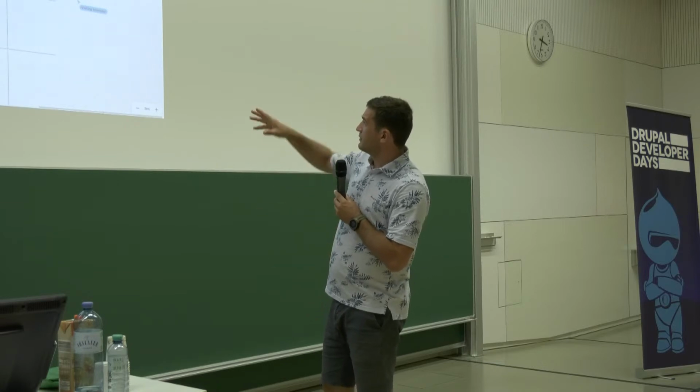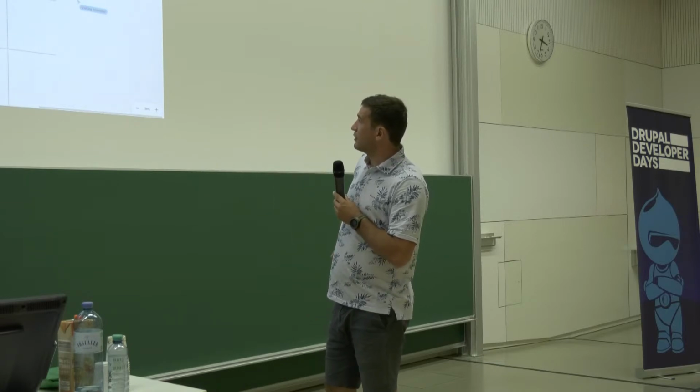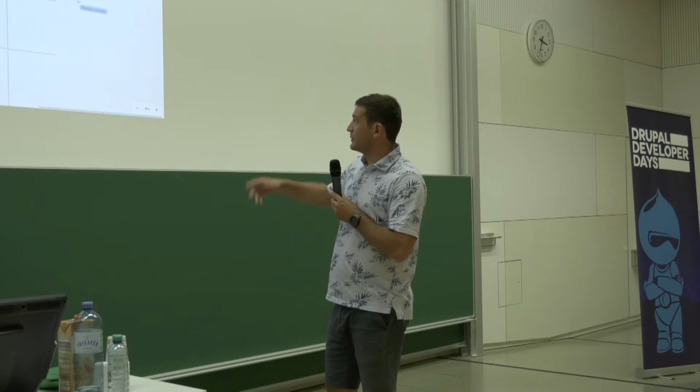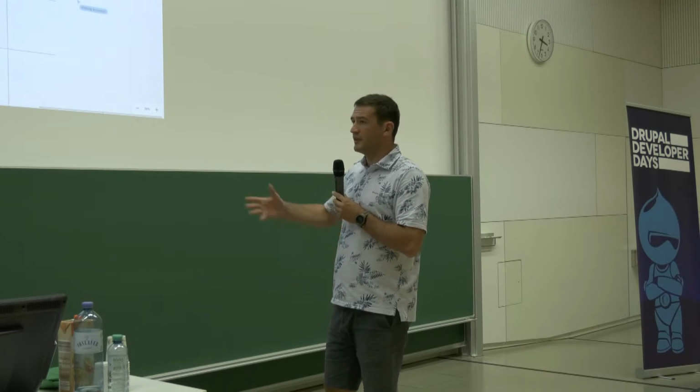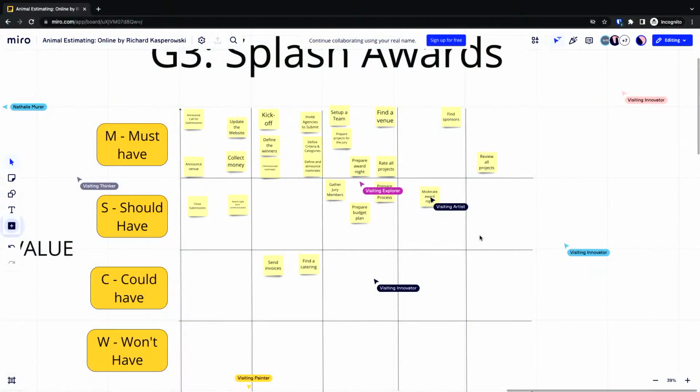And then on the third level, there's rate all the projects, prepare the award night, gather jury members, prepare budget plan, sort of working things that took like half a day of work. But you cannot organize this kind of competition without having winners, criteria, an award night, sponsors in this case, and reviewing all projects. So I think that's correctly in the must-have, or at least should.